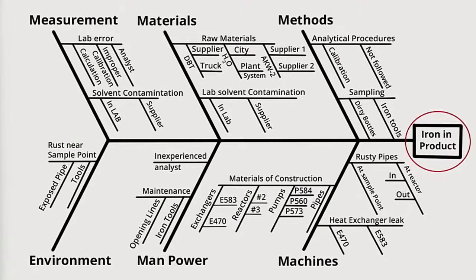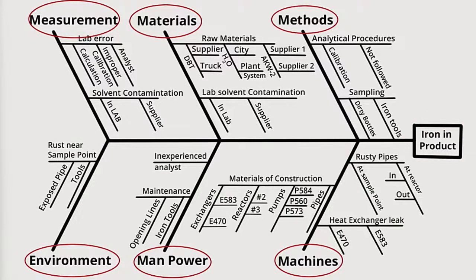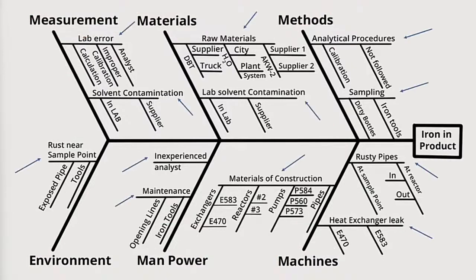So first of all, you would see that the circled box there is the main effect, which is the ion in product. That's the effect we're having on the market. Then we have the main causes. These 6 are the main causes, and we have specific causes. These are the specific causes under the main causes that we have.